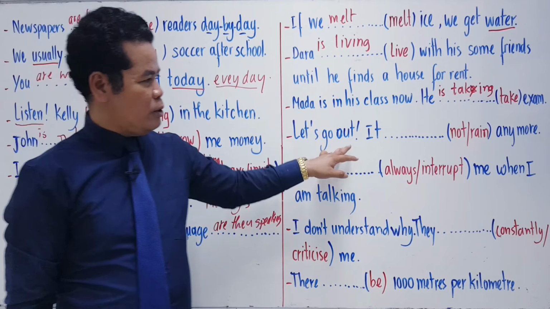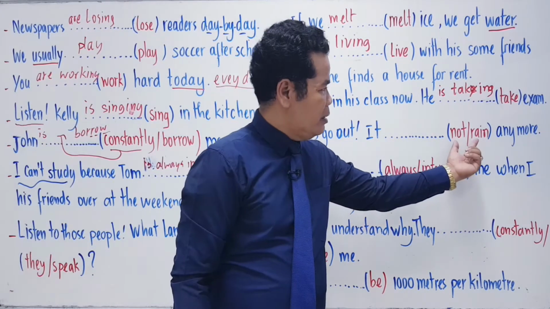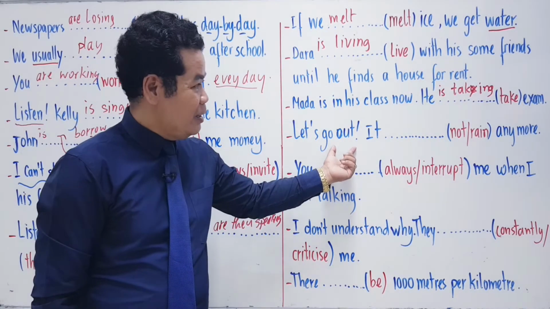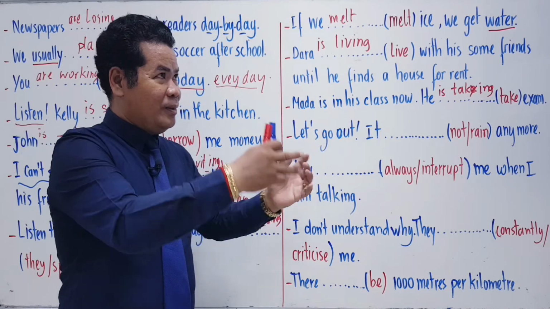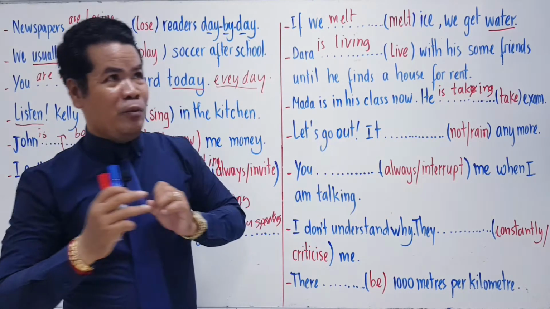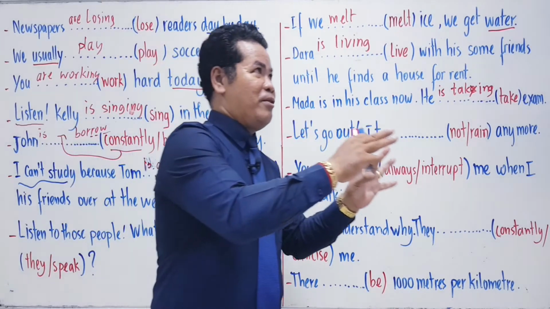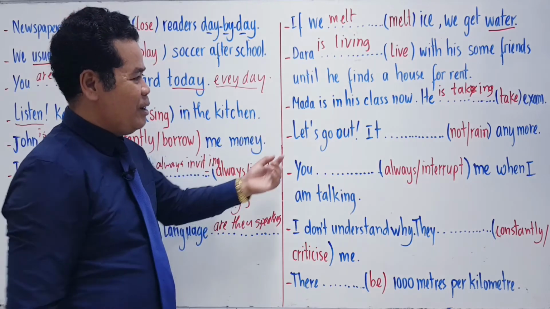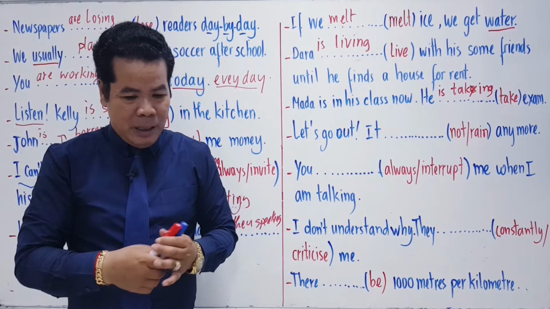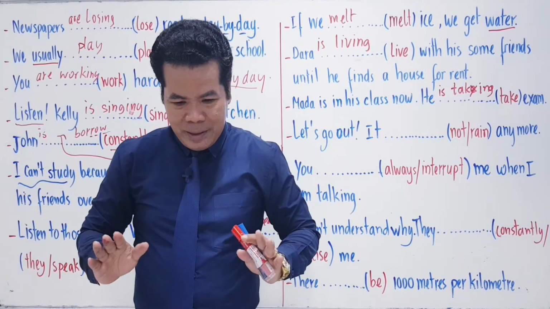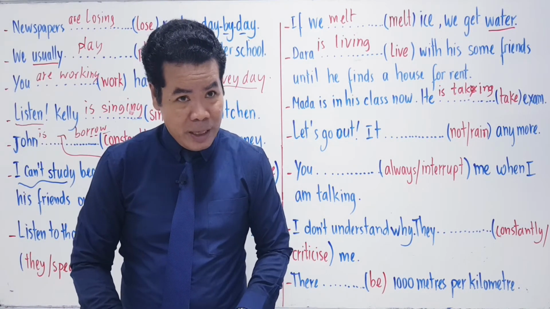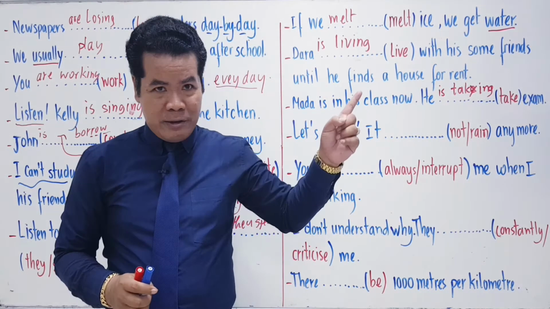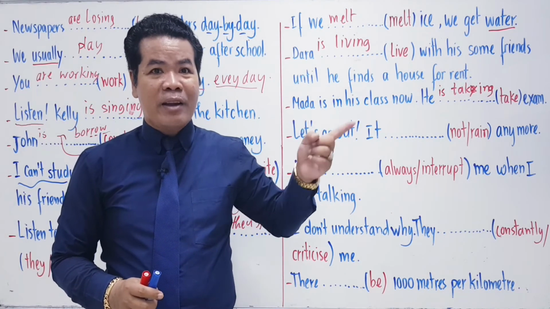Let's go out. Negative. Anymore. Let's go out. When we go out, it's raining. When we go out, it's not raining anymore. You understand? So you just imagine this kind of sentence, let's go out. For example, we just stay in the class, stay at school, in the building, because it's raining outside. You understand? We don't go outside because it's still raining outside.